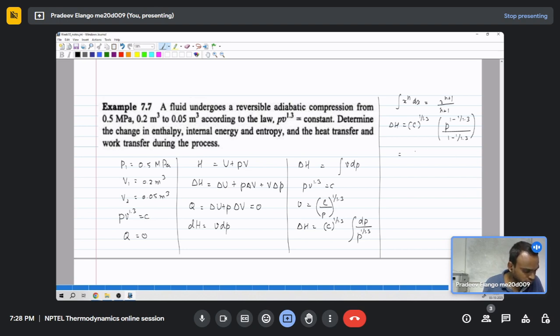So now I can write this 1.3 as n, so it will be n into constant power 1 by n into p power n minus 1 divided by n, divided by n minus 1 here. And now this has to be integrated within the limits p2 to p1. So now I have n c power 1 by n, and here I will have p2 power n minus 1 by n minus p1 power n minus 1 by n, divided by n minus 1.